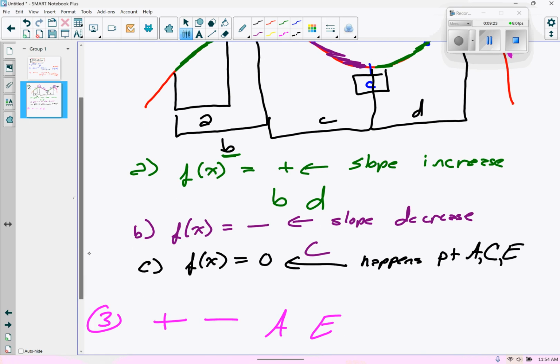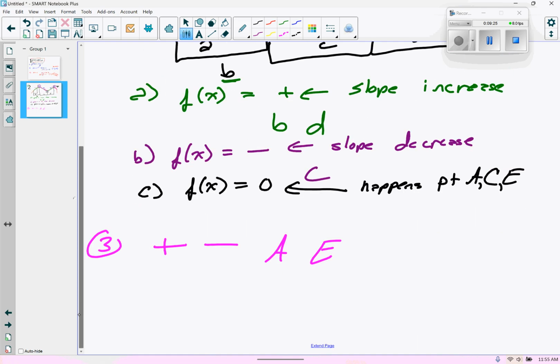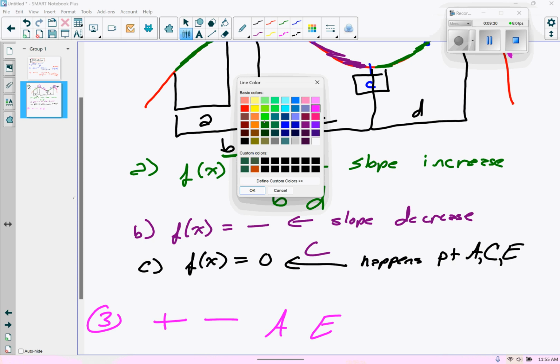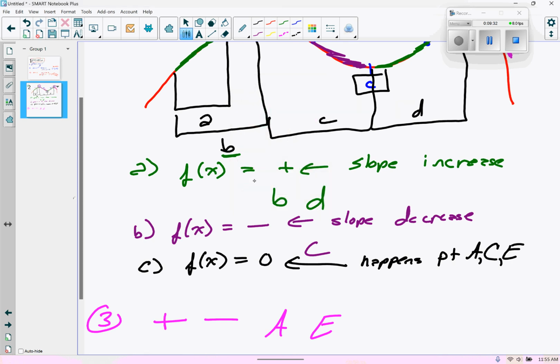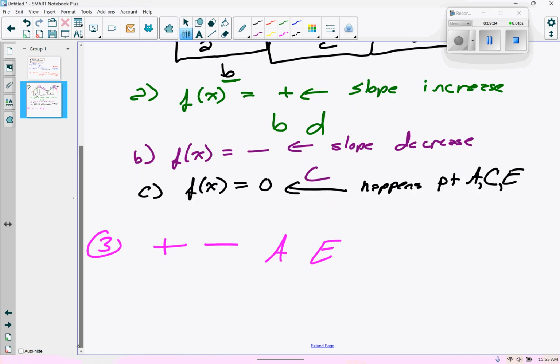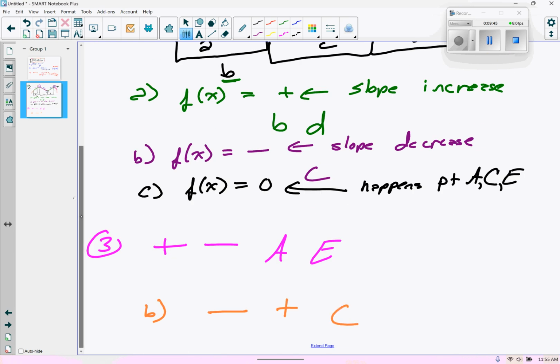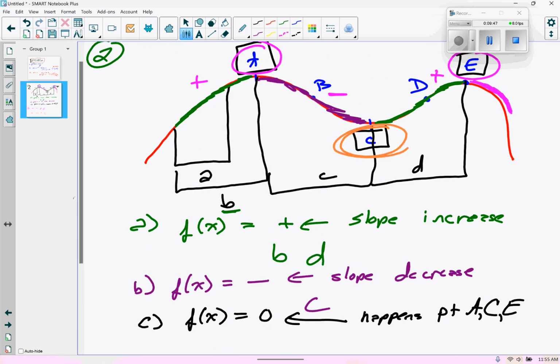And then for letter B, pick another vibrant color. How about orange? So that's the answer for A. For B, where does it go from negative to positive? And negative to positive has to be at point C, which is right here. Okay, because I went from a negative slope to a 0 slope to a positive slope.